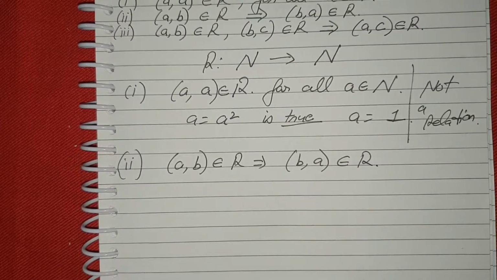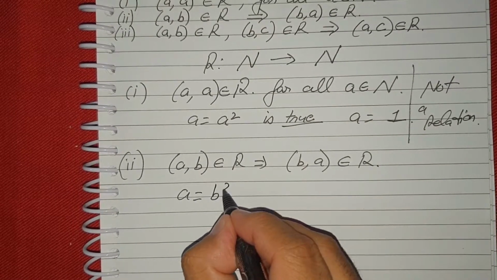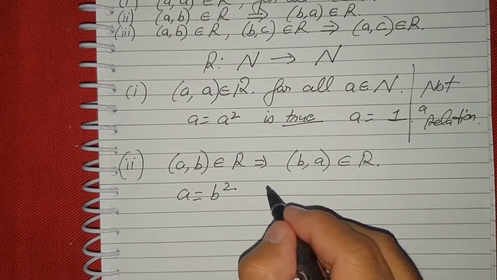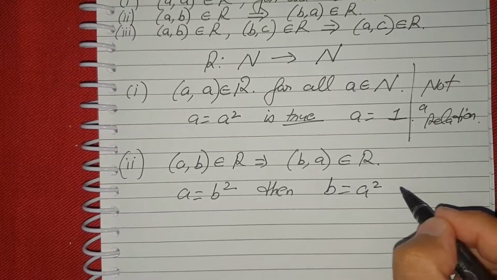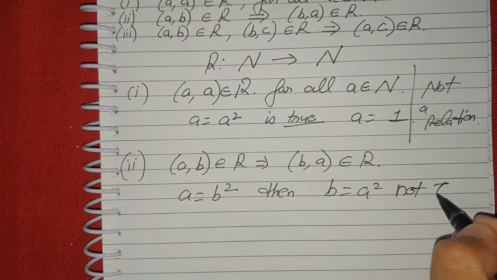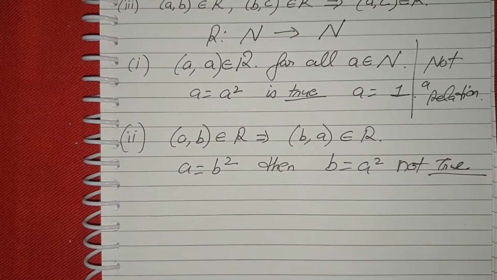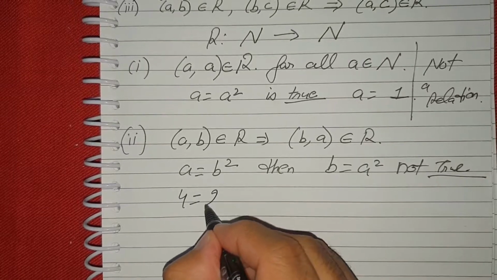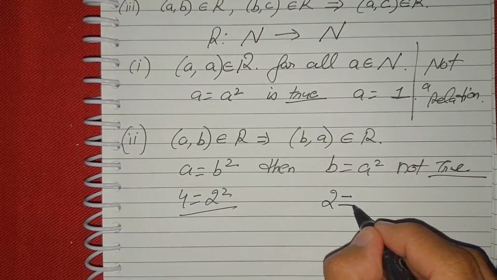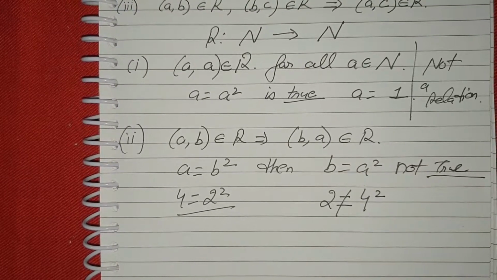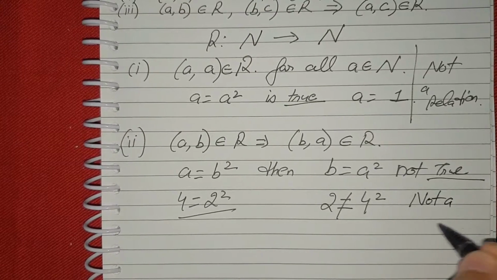Now see, this is again false, because if a equals b square, then b equals a square is not true. Why? Let's take an example. Consider 2. 4 is equal to 2 square, but 2 is not equal to 4 square. So hence this is again not a relation.